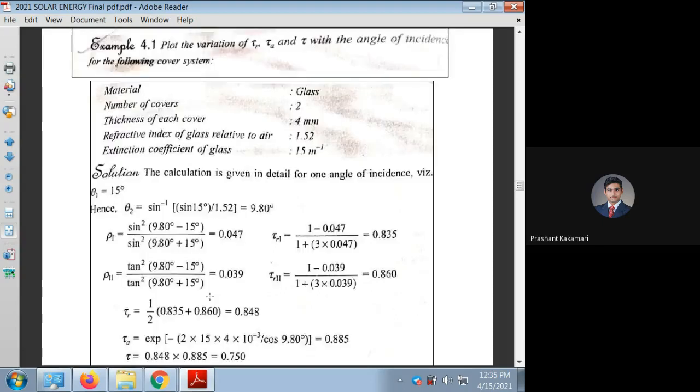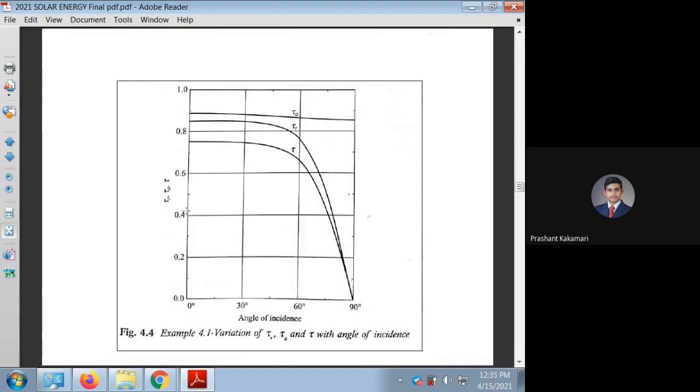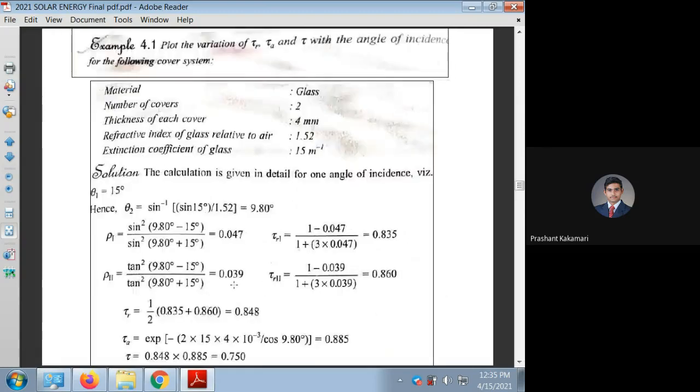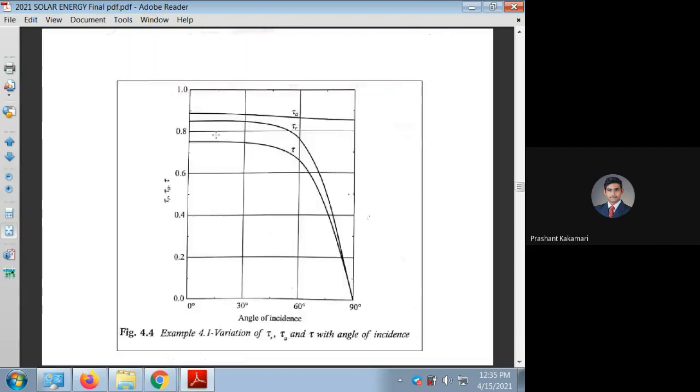Tau r is how much? Tau r is 0.848. So above 0.84, below 0.85, therefore 0.84 here is the tau r value. Tau alpha is how much? Tau alpha is 0.88, more than tau r. So above the tau r value, 0.88. So here we are showing tau alpha, near 0.9. Okay, this is for one value. I can draw one line here. This is for 15 degrees.